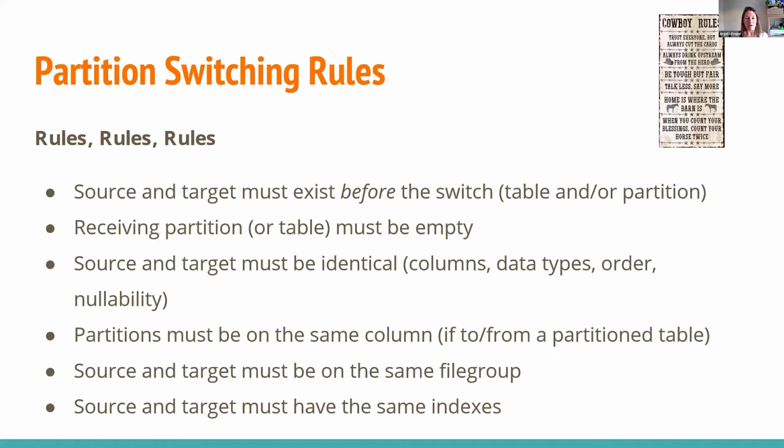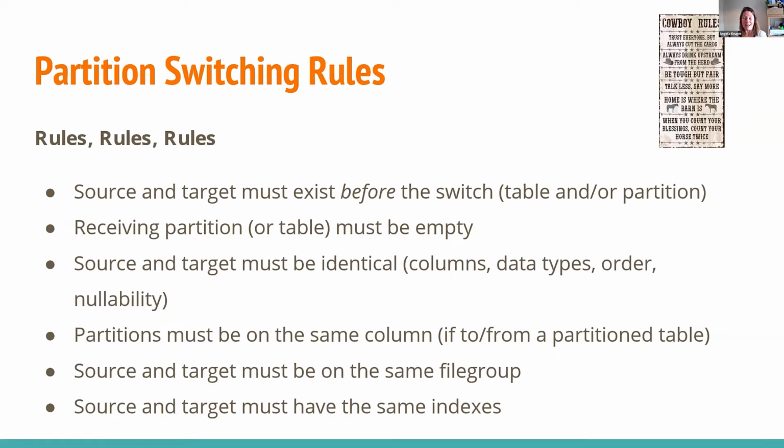Your source and your target have to be identical, asterisk, asterisk, asterisk, because obviously a partition table is not the same as a non-partition table, but by identical, I mean your columns have to be the same. Your data types have to be the same. Your column order has to be the same. The nullability has to be the same. If you are moving from one partitioned table to another, your partitioning key has to be the same.